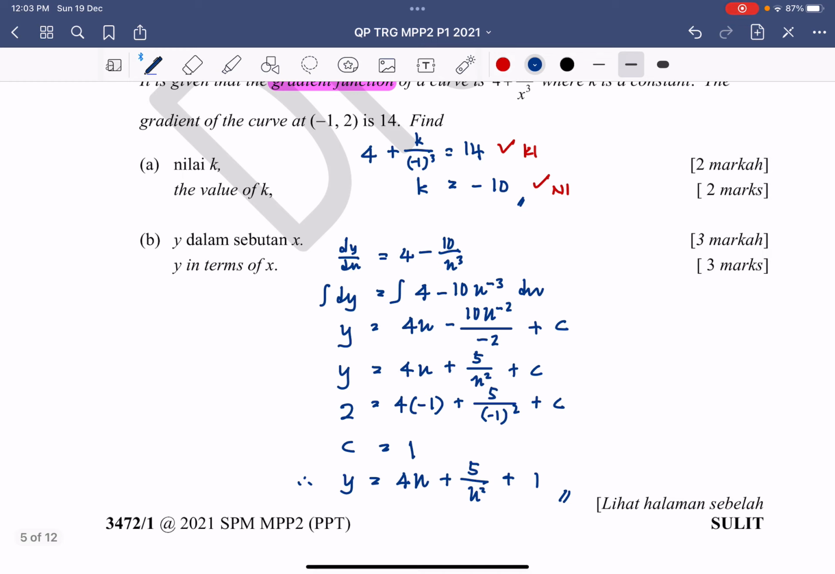So for this question, it is a 3-mark question. You get the first mark when you get your equation, y in terms of x with c. You get the second mark when you substitute -1 inside, and you get the third mark when you get the final answer. That's all for the questions.